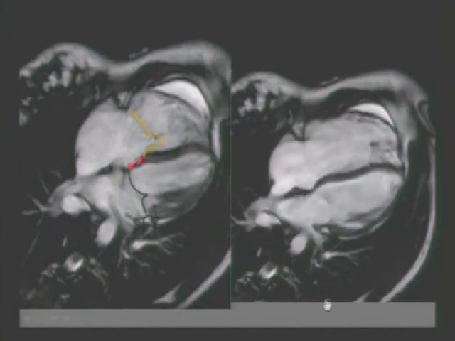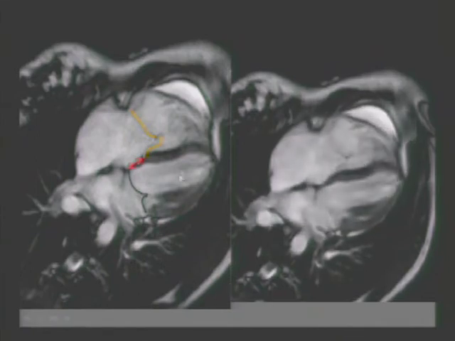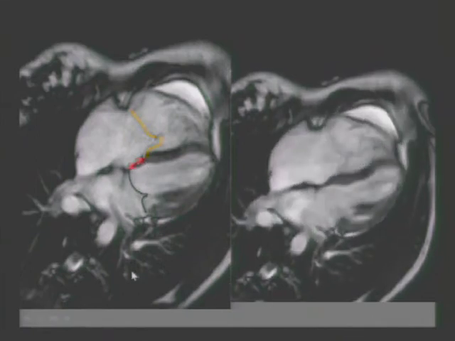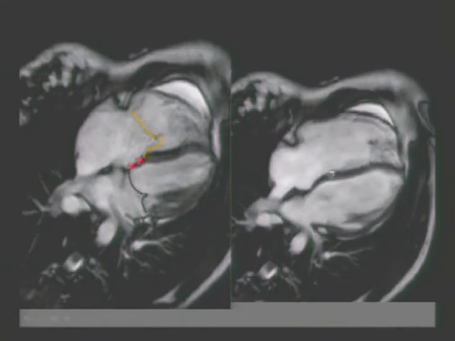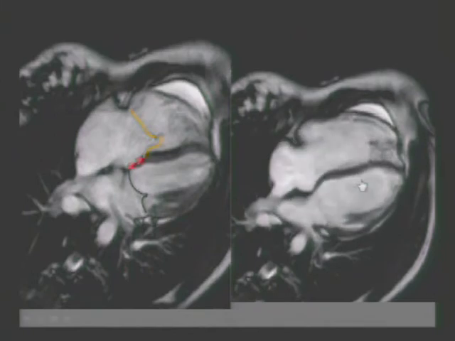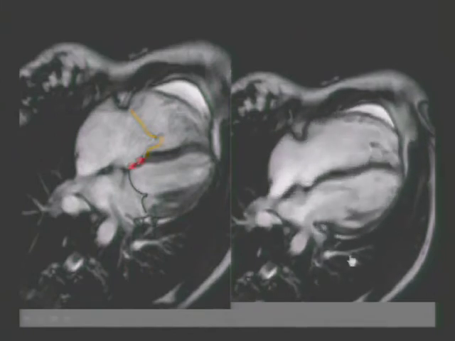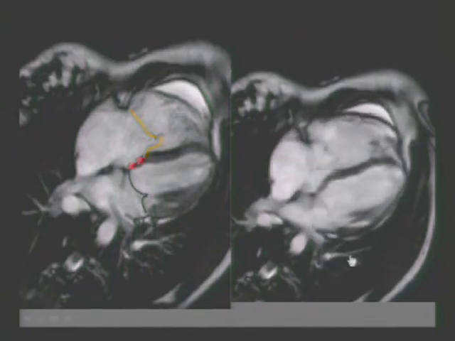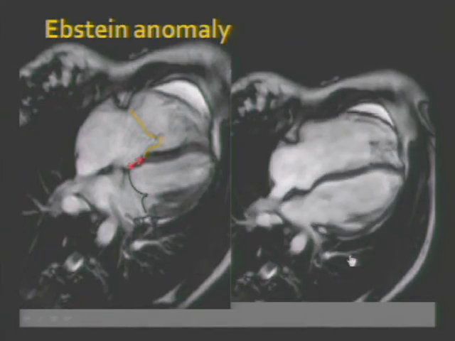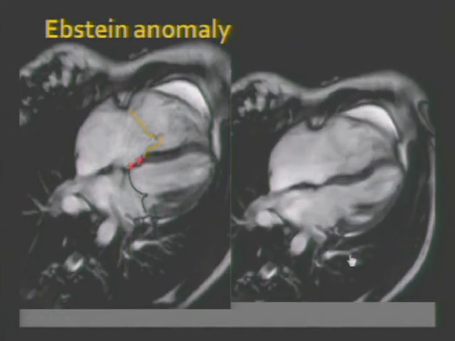is significantly displaced apically. So here is where the mitral valve is, but if you look at the septal leaflet, it's apically displaced. And as well, when the valve closes, you can see there is a regurgitant jet. So there's tricuspid regurgitation with apical displacement of the septal leaflet. And this patient has an Ebstein's anomaly, which was surprisingly, I would say, not picked up on echocardiography.